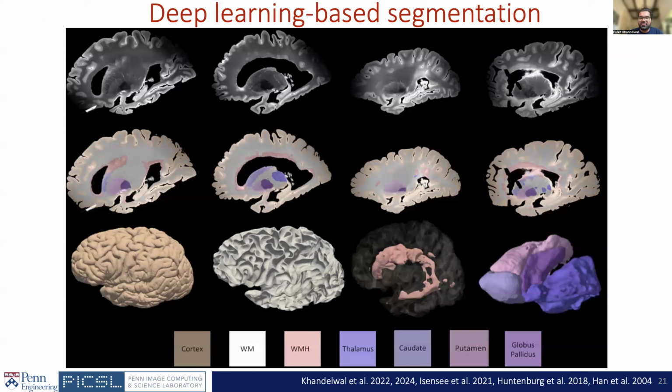So first, we trained and benchmarked a lot of different neural networks with a post-hoc topology correction step to obtain automated volumetric segmentations of subcortical structures, namely caudate, putamen, thalamus, and globus pallidus. And then we also segmented the cortical gray matter, white matter lesions, and the normal appearing white matter.